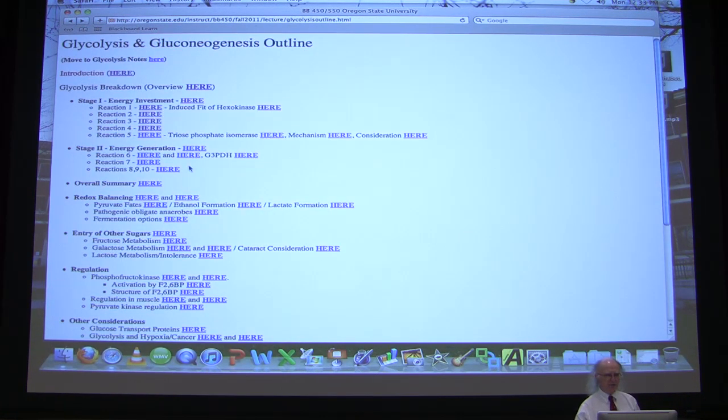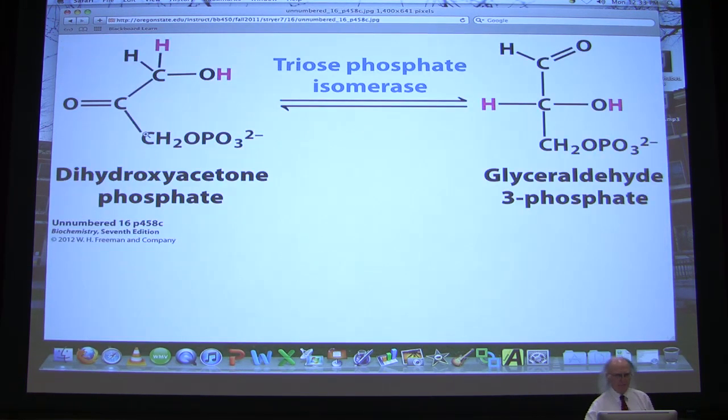We turn our attention now to the last of the energy investment phase. The last of this phase involves the conversion of dihydroxyacetone phosphate into glyceraldehyde 3-phosphate. Now, notice this is a reversible reaction, so it can go either way. But in the direction of glycolysis, it moves to the right. In the direction of synthesizing glucose, it moves to the left. We'll talk about the synthesis of glucose next week.